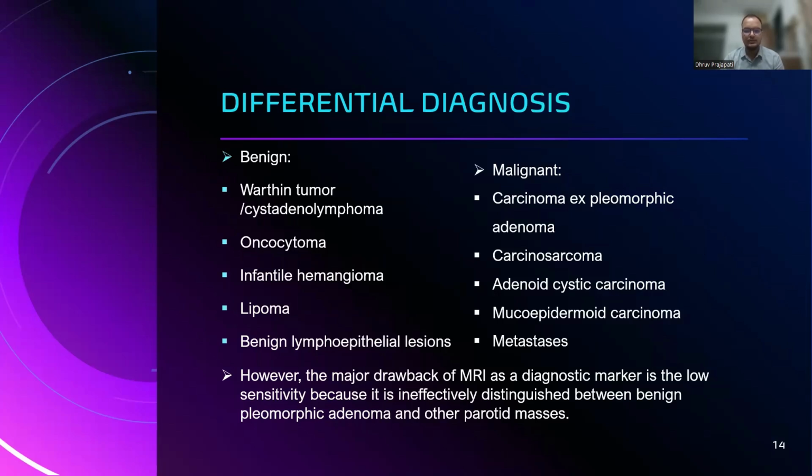Differential diagnosis of pleomorphic adenoma can be benign or malignant. Benign differentials can be Warthin tumor, cystadenolymphoma, oncocytoma, infantile hemangioma, lipoma, and benign lymphoepithelial lesions. Malignant lesions can be carcinoma ex pleomorphic adenoma, carcinosarcoma, adenoid cystic carcinoma, mucoepidermoid carcinoma, or metastasis. However, the major drawback of MRI as a diagnostic marker is its low sensitivity because it ineffectively distinguishes between benign pleomorphic adenoma and other parotid masses.